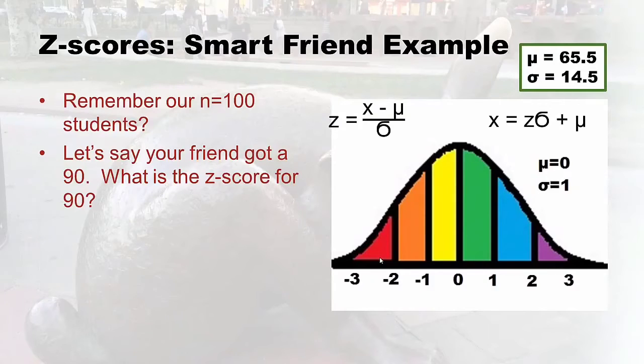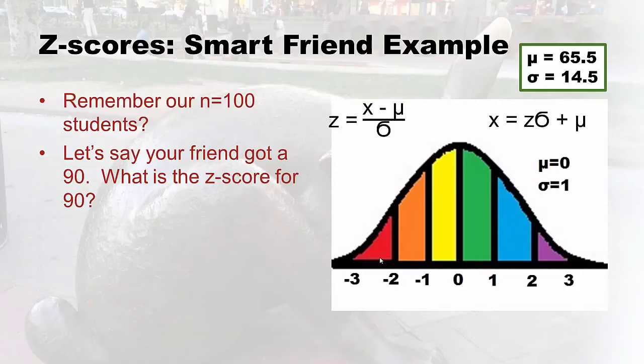And remember in the upper right, there's the mu. The mu was 65.5, which is a pretty bad score on a 100 point test. And the standard deviation was 14.5. So I'm going to give you an example of calculating a z-score on that particular distribution. So let's say you have a smart friend, and that smart friend got a 90 in the face of all this.